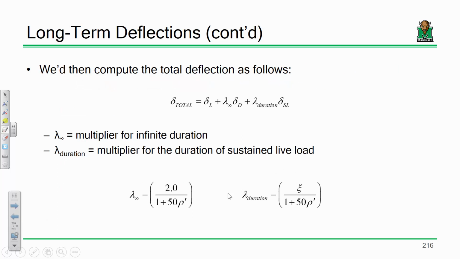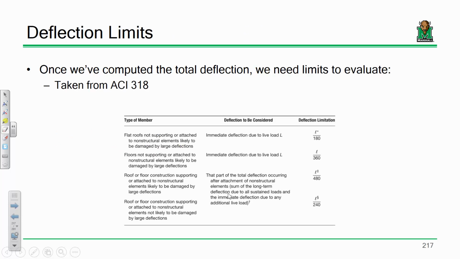Whereas for my live loads, it depends on the duration. If it's there forever, use 2. If not, use what makes sense, okay? So we have instantaneous deflections, and then we have total deflections. We then compare those deflections against our specified limits.